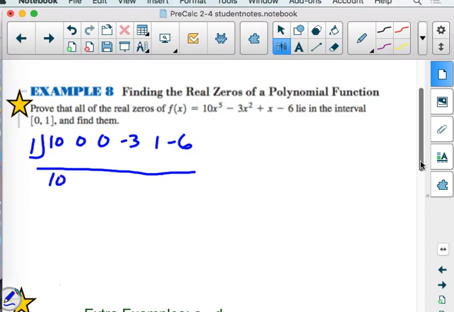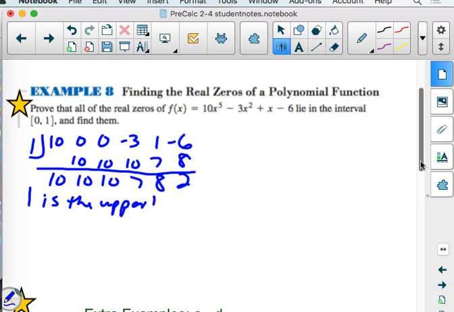So we bring the 10 down, we multiply, we add, we multiply, we add, we multiply, we add, we multiply, we add, we multiply, and we add. All positives. Good. 1 is the upper bound. Now to make sure that 0 is the lower bound. Synthetic with 0 is very nice.